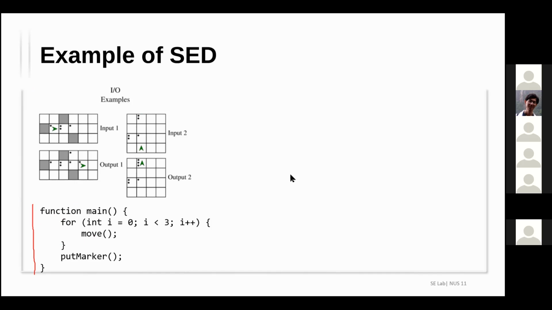How it works is that, let's say now I have a synthesizer. My synthesizer might be very basic, so it can come out with something like this. It just moves forward by one step and puts down a marker. So over here, this is definitely a wrong output.